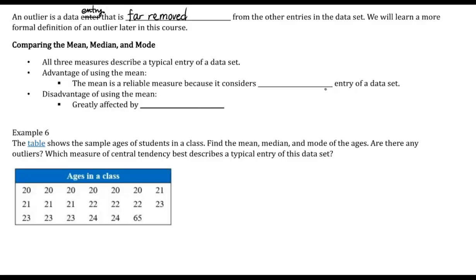So we're going to look at an example where we determine which of these best describes the data set between the mean, the median, and the mode. There are advantages to using the mean, and there are also disadvantages. One really good advantage of the mean, what makes it very popular among people who study data, is that the mean considers every entry of a data set. You have to add all of those numbers together to get the mean of a data set.